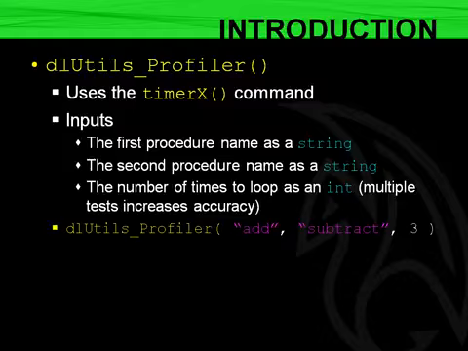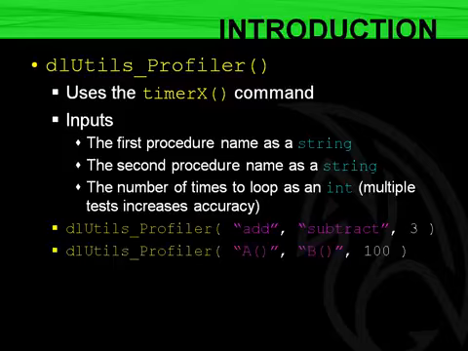So here's an example of a test that wouldn't necessarily be very accurate because you never know if your computer is idling or something else is happening. So here we're comparing the add function to the subtract function, and we're going to repeat that 3 times, and it's going to tell us which is faster than the other. And now here we're going to compare the function called A to a function called B and repeat that 100 times and see which one's faster.